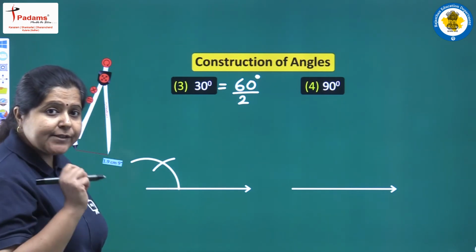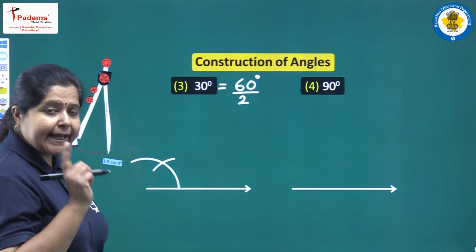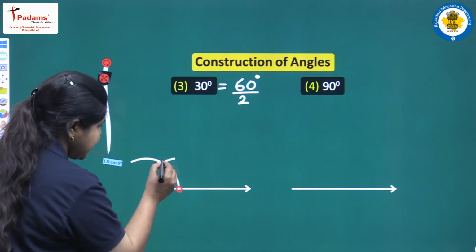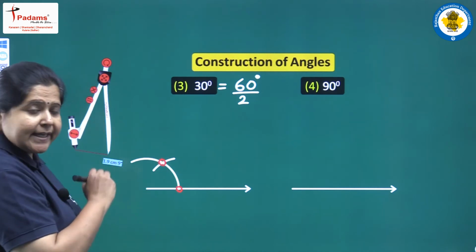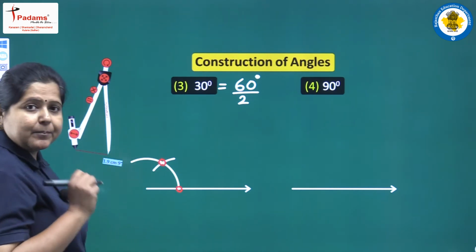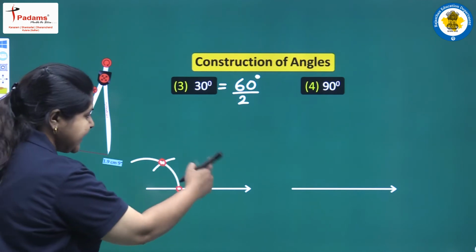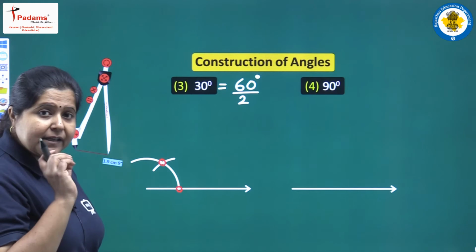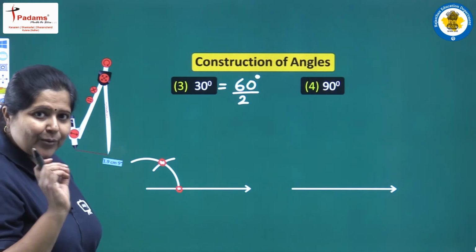For this we need to place the compass at 2 points. And which are those 2 points? The first one will be this point and the second one will be this point. Keeping the pointed end of the compass at these 2 points, we will get 2 arcs, and the point of intersection will give us the angle measuring 30 degrees. How? Let us see it here.